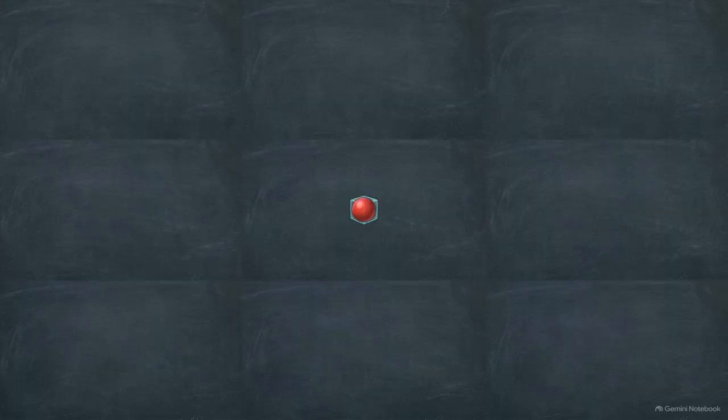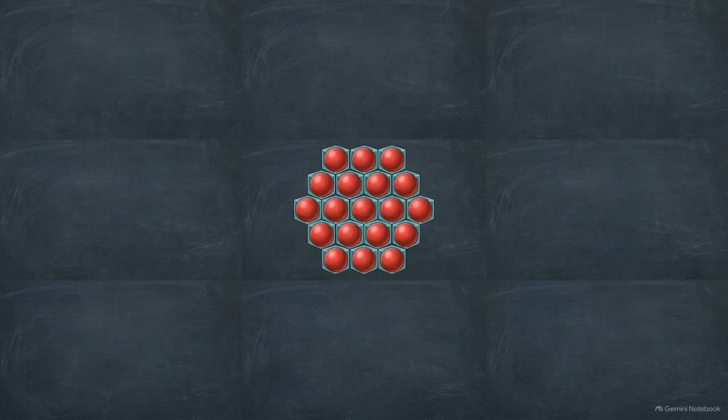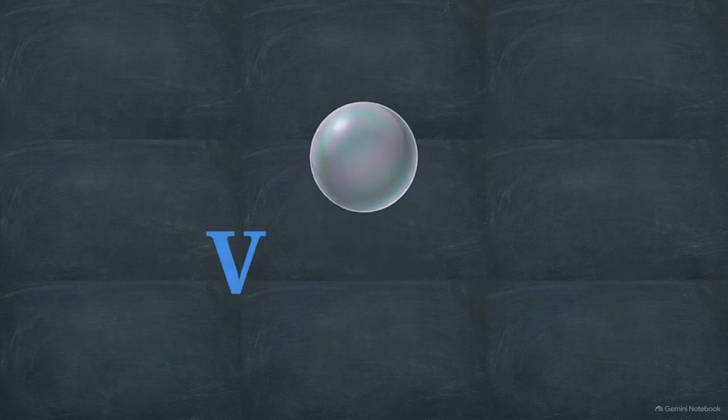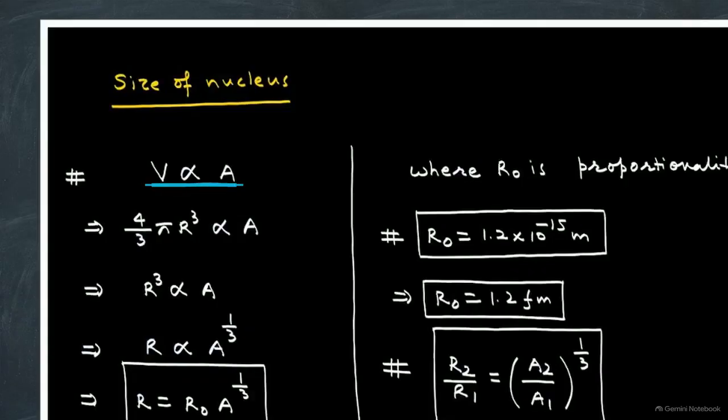If every nucleon occupies a uniform amount of space, the total volume of the nucleus, V, is directly proportional to the mass number, A. This starting axiom is defined in the first line of the derivation notes. Volume is proportional to A.